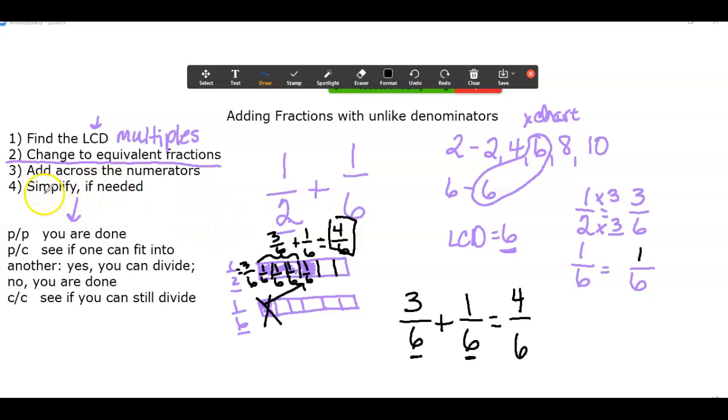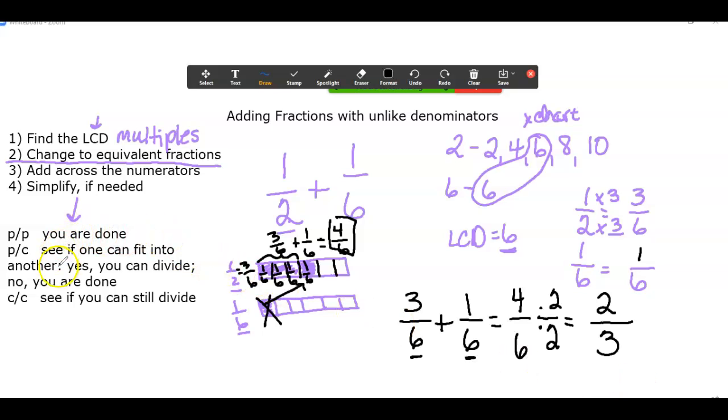Now, this last part says simplify if needed. So this is what we were doing last week as well. So I'm looking at 4/6, and I need to see if I can reduce that anymore. Well, I know that both 4 and 6 are even. And if they're even numbers, it means I can divide by 2. So 4 divided by 2 is 2. 6 divided by 2 is 3.